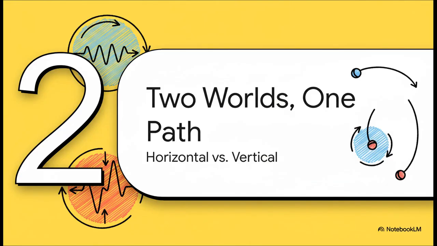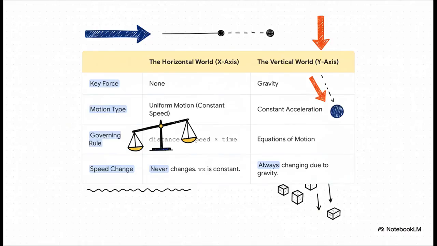So let's explore these two, well, let's call them independent worlds. They're happening at the exact same time, but they follow completely different rules. And what's crucial is that they don't interfere with each other at all. And this table just lays it all out perfectly. You've got the horizontal world on one side, simple, steady, nothing but constant speed. But then you have the vertical world, which is in this constant battle with gravity, always accelerating downwards. The most important takeaway here is that since they're independent, we get to analyze them completely separately.